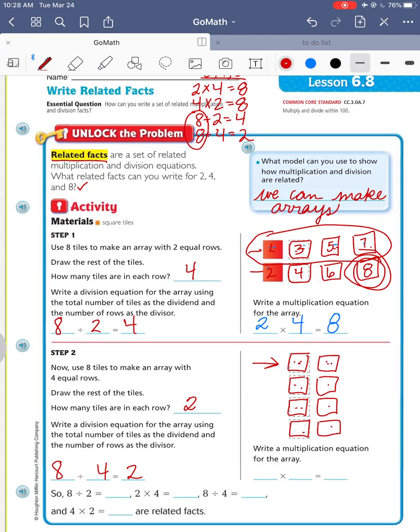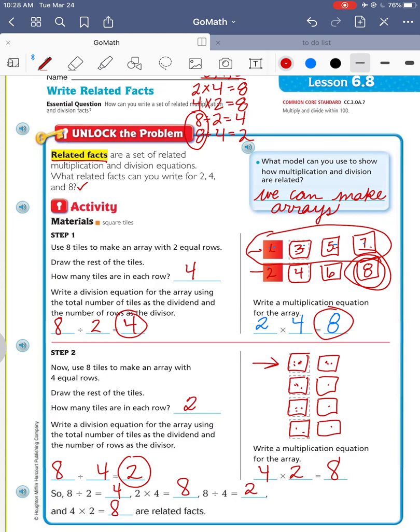Then we can write a multiplication equation. Same way. So how many rows? 1, 2, 3, 4. How many in each row? 2 equals how many total tiles are there? There's 8 total tiles. So 8 divided by 2 is up here. So 8 divided by 2 is 4. 2 times 4 is 8. 8 divided by 4 is 2. And 4 times 2 is 8. So there's our related facts.